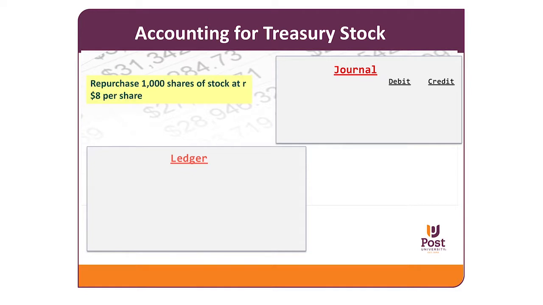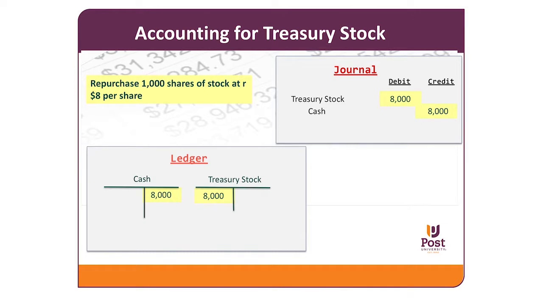In this example, the corporation is repurchasing 1,000 shares of stock at $8 per share. The debit goes to treasury stock and the credit goes to cash. The transaction is posted to the ledger. Notice the treasury stock has a debit balance. This is an equity account, and as such, when it's put in the equity section of the balance sheet, it acts as a minus because it actually is a contra equity account.